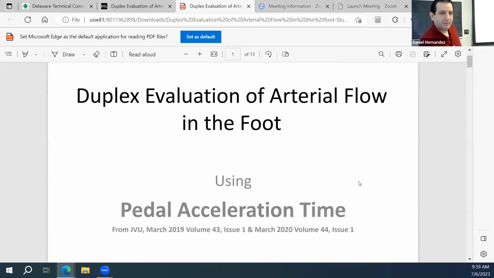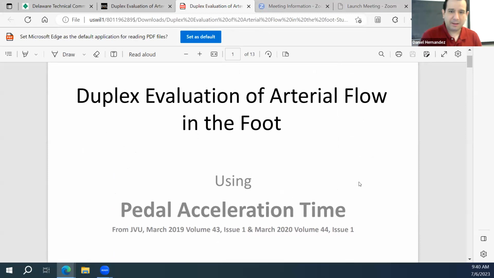All right, so I was going to start with just the duplex evaluation of the foot. I'm just going to start off by saying Dopplering the foot, doing ultrasounds for the feet is very, very uncommon. So the likelihood of you guys actually doing this is going to be very, very low. But this is just something that we do need to cover for vascular for the board exams.